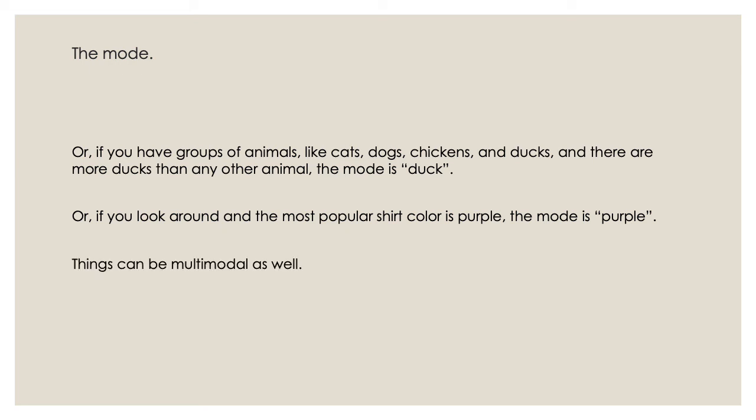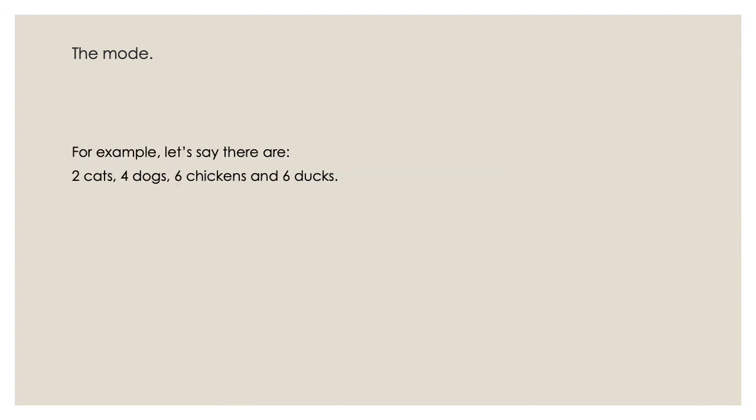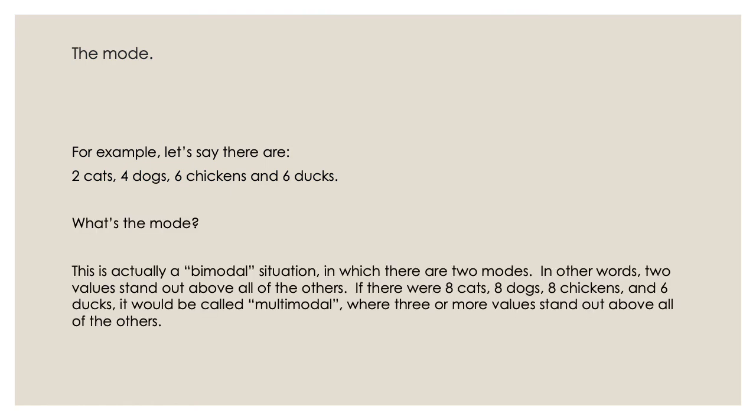Things can be multimodal as well. For example, let's say there are 2 cats, 4 dogs, 6 chickens, and 6 ducks. What's the mode? This is actually a bimodal situation in which there are 2 modes, chickens and ducks. In other words, 2 values stand out above all the others. If there were 8 cats, 8 dogs, 8 chickens, and 6 ducks, it would be called multimodal, where 3 or more values stand out above all of the others.